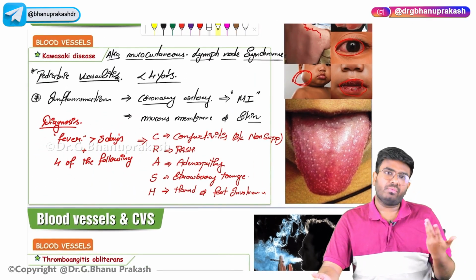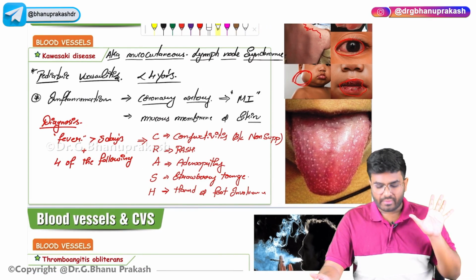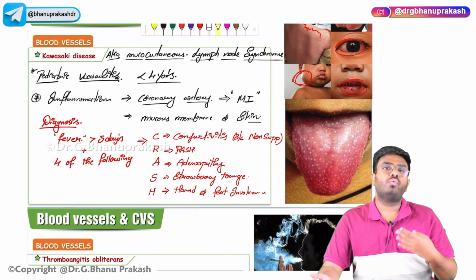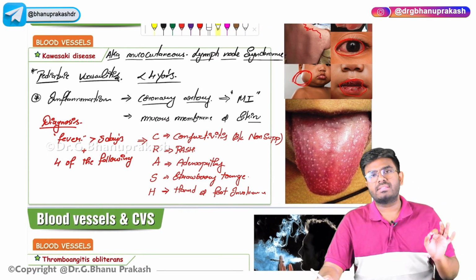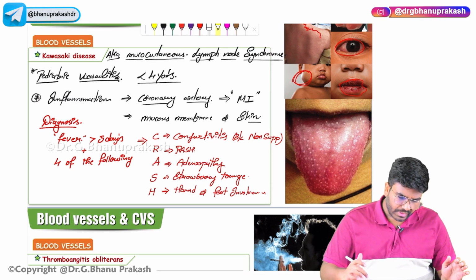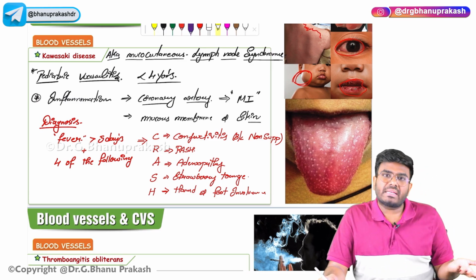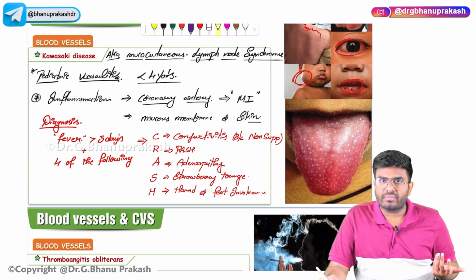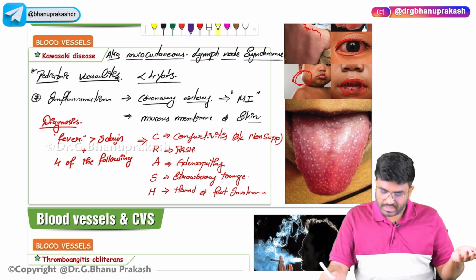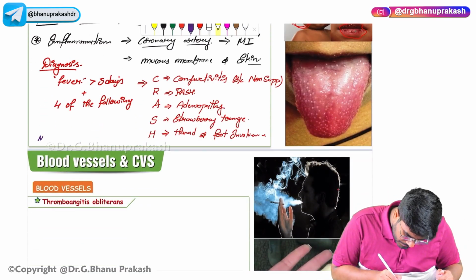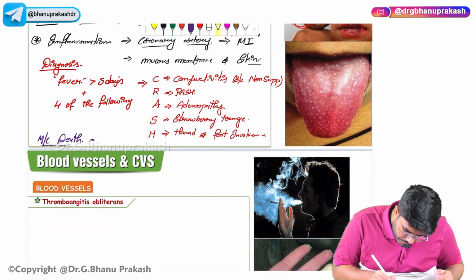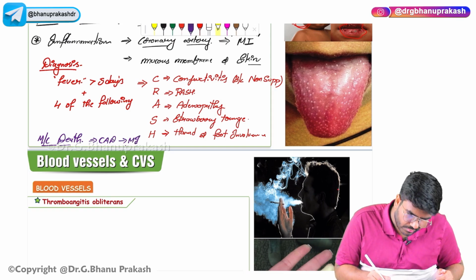Out of these 5, any 4 can be present. The fever for more than 5 days along with any 4 of the following can confirm the diagnosis that this fellow is suffering with Kawasaki disease. And what is the most common cause of death? If someone asks you, the most common cause of death is coronary artery disease, because the coronary arteries are getting affected, and that can lead to myocardial infarction. Let me write it here. The most common cause of death is coronary artery disease leading to myocardial infarction.